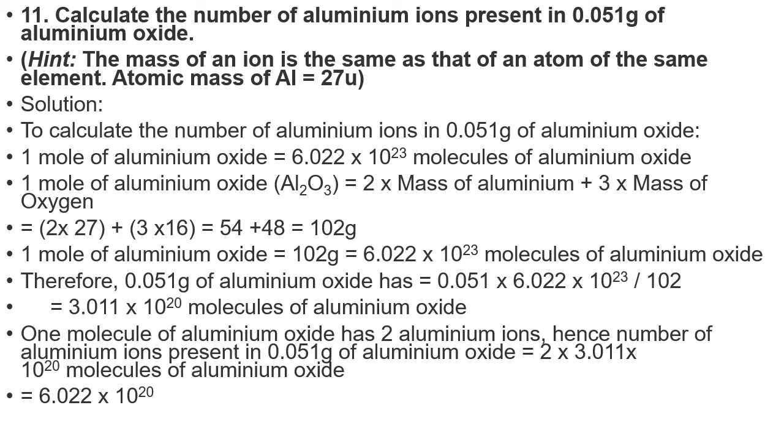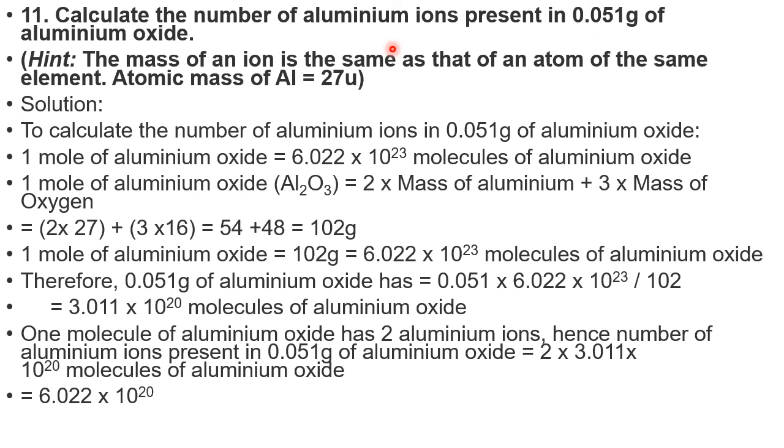Calculate the number of aluminum ions present in 0.051 gram of aluminum oxide. Aluminum oxide is Al2O3. So in Al2O3, how many Al are there? 2 moles of Al, because the formula says Al2O3. So 2 Al and 3 O. Please listen carefully: in Al2O3, there are 2 moles of aluminum and 3 moles of oxygen.